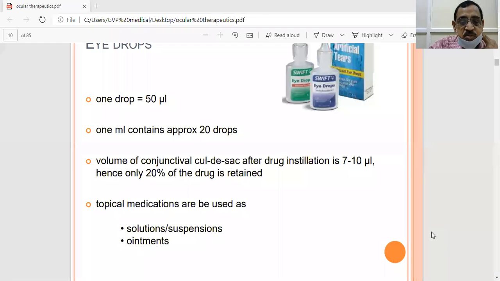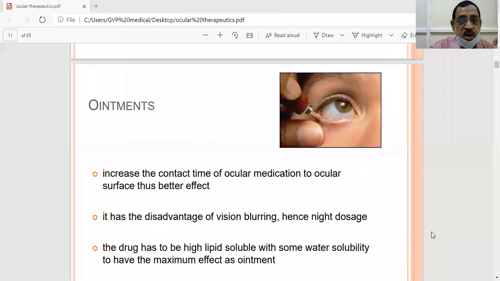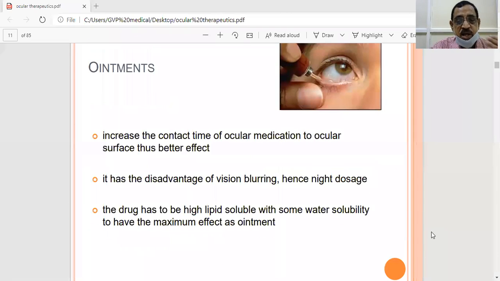Topical medications are to be used, such as solutions, suspensions, and ointments. Ointments increase the contact time of the ocular medication with the ocular surface, thus it will have a better effect. But the disadvantage associated with this is blurring of vision, hence it can be used only at night time. The drug has to be highly lipid soluble and to some extent water soluble to have the maximum effect of the ointment.